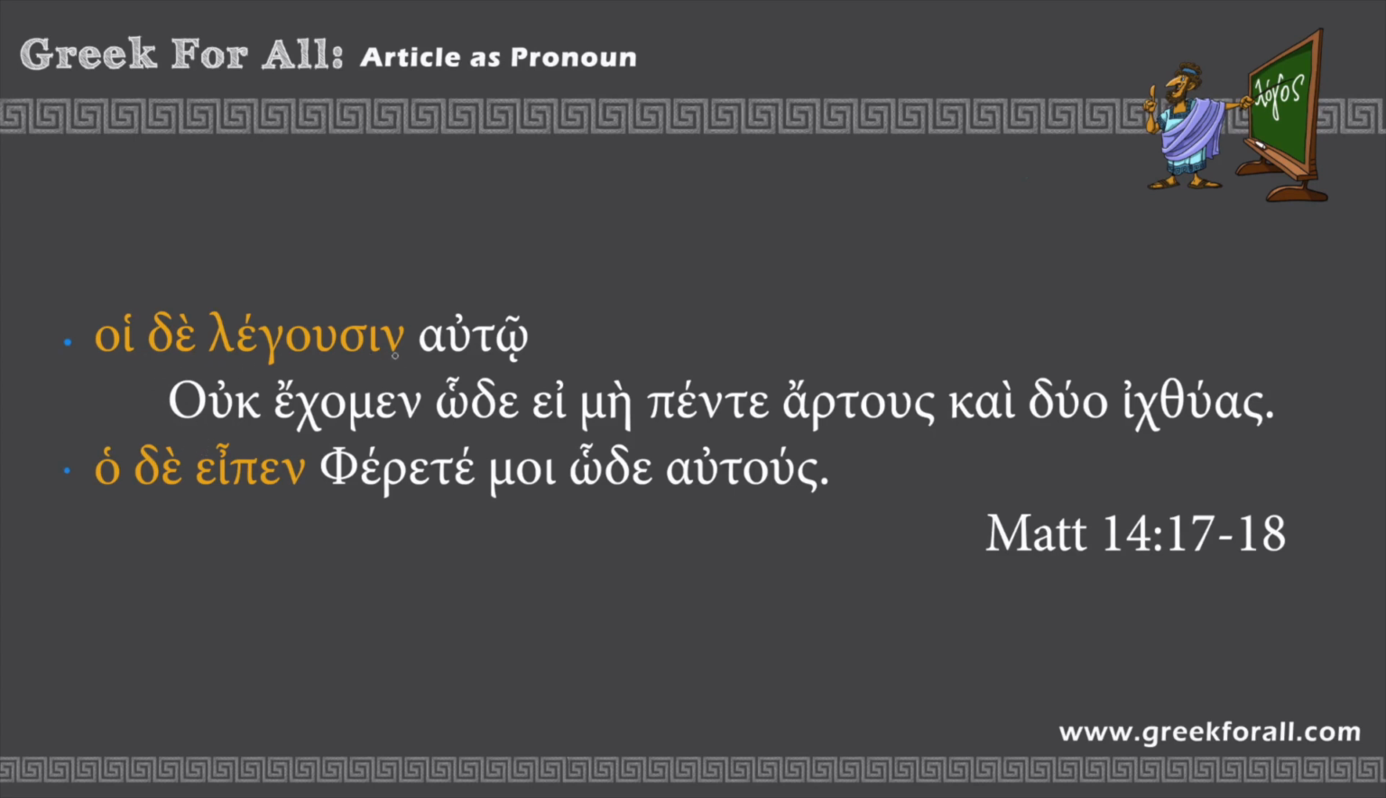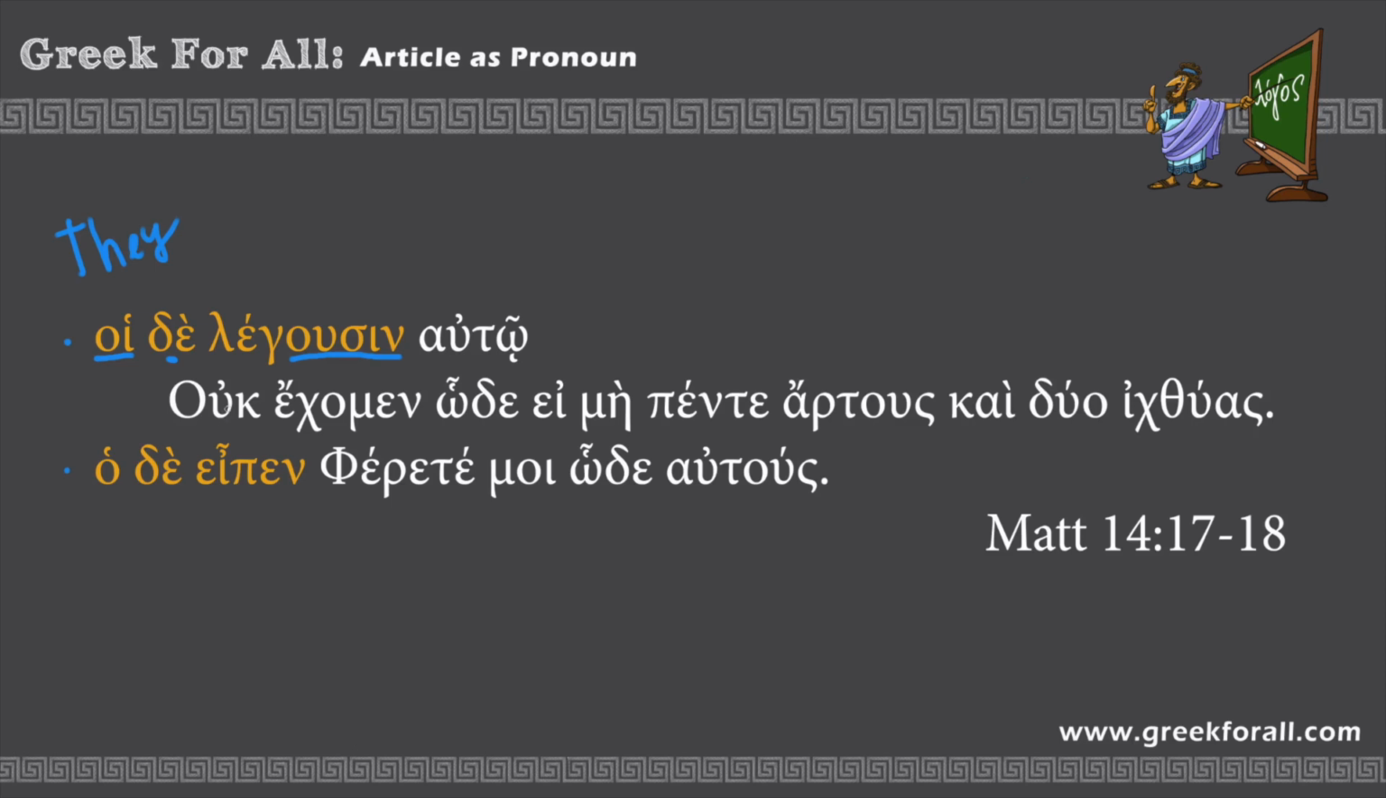So let's take a look. Hode legusin auto. Here we have our article. It is plural masculine, nominative case. We have them, and then we have a verb legusin, third person plural, meaning they say or they are saying. Here, from the context of this story, this masculine plural article represents the disciples, and we literally could translate this, but the disciples are saying to him. However, in English it's better to translate it as they. So but they are saying to him.